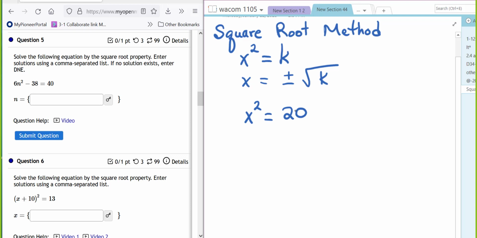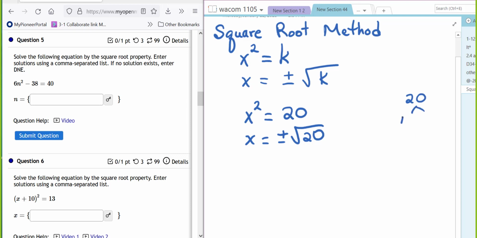This is an exact setup for this. Whenever you don't have a plain x term is a good setup for this. And so take your square root of both sides. So x is equal to plus or minus square root of 20. And 20, we need to simplify that radical. So we'll do it on this side.